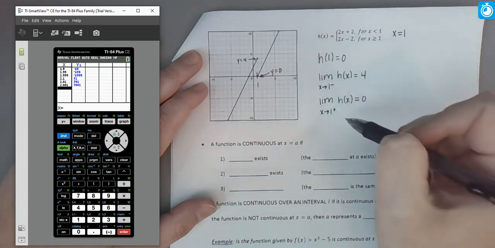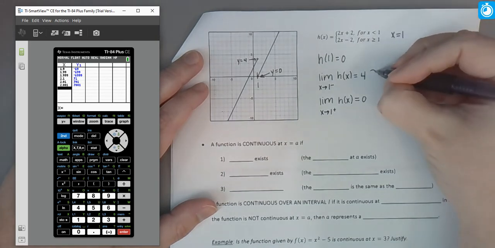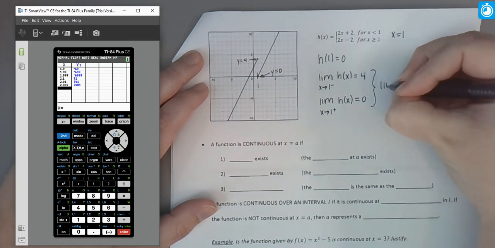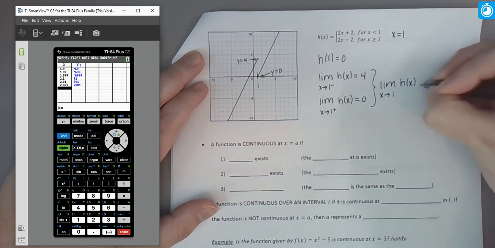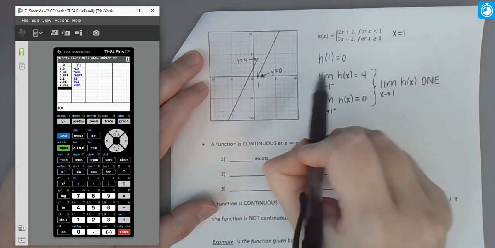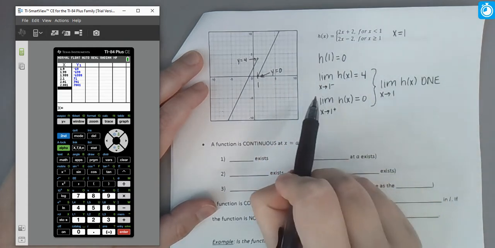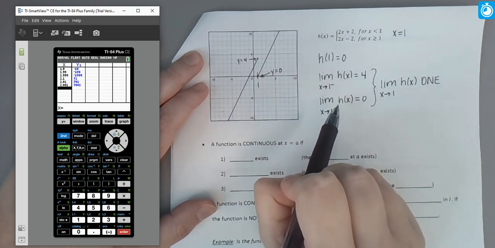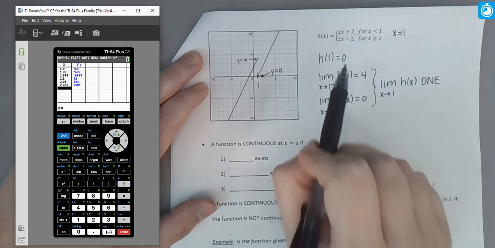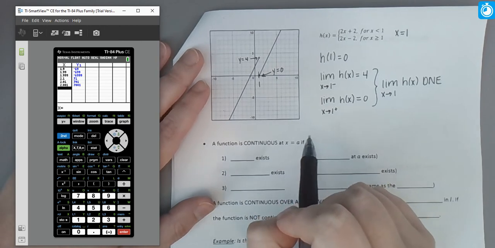So what can we say about the limit in general? Well, from the left we approach 4, from the right we approach 0. So because we approach different values, the general limit as x approaches 1 of our function h of x does not exist. So the function is defined at its discontinuity. Okay, the one-sided limits exist, and one of them even matches up with that function value, but the actual limit, the general limit, does not exist because we're approaching different values from the left and from the right.